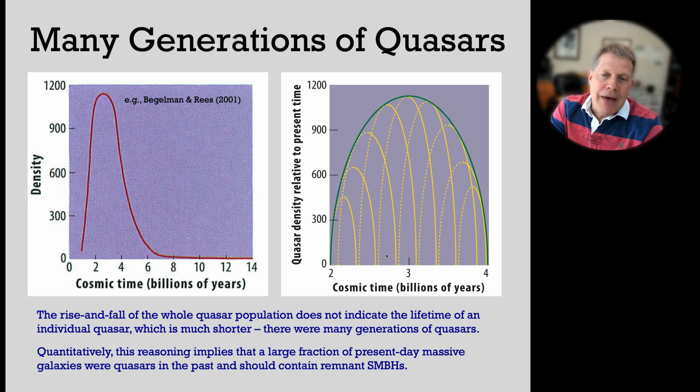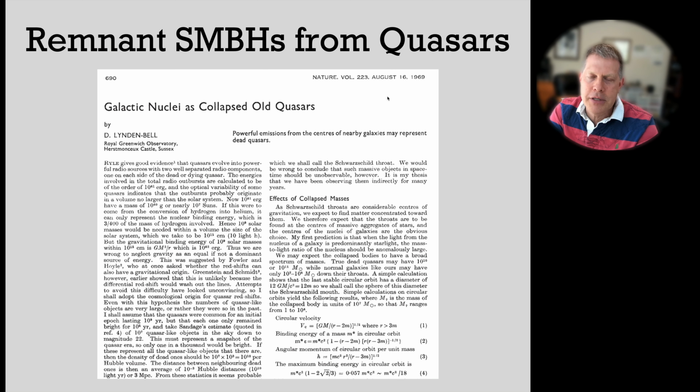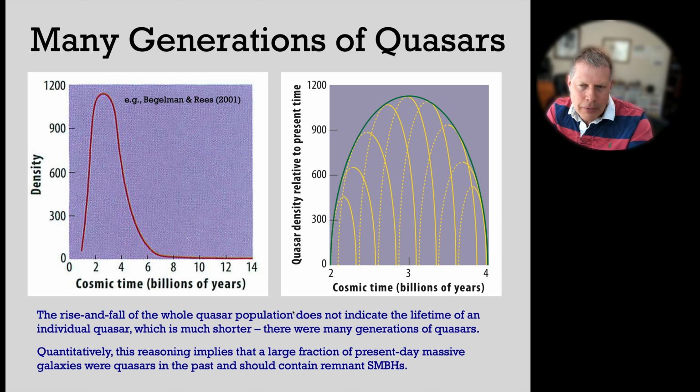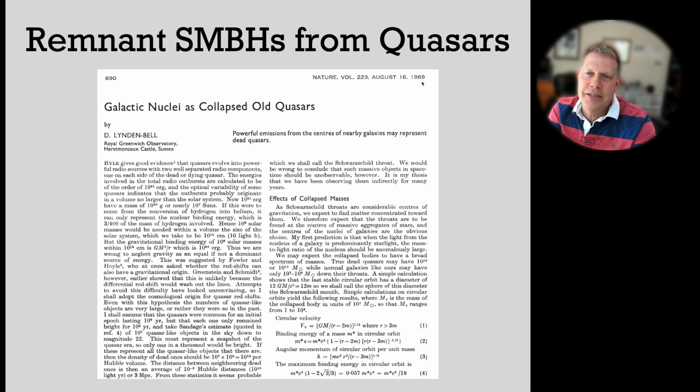Okay, and in fact, this idea of many generations of quasars coming and going has been around for a long time. Here is a very important paper by Donald Lynden-Bell from 1969 titled Galactic Nuclei as Collapsed Old Quasars, that essentially lays out the idea that I've been talking about here. Some of the details weren't exactly right. This was 1969, very early days. Back then, the term black hole was just coming into wide use, and you can see in this paper, Lynden-Bell refers to these systems as Schwarzschild throats. That is the word that we now refer to as a black hole.